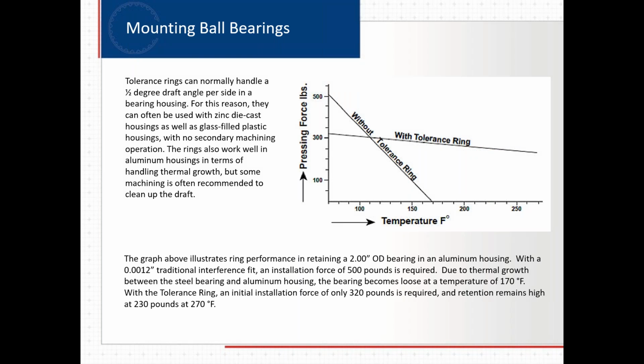Again, this graph really shows a significant way of how tolerance rings work with thermal growth. A typical pure press application of a 2-inch OD ball bearing would be a 10/10,000 traditional interference fit. But with the tolerance ring, you can relax those tolerances, going to say maybe plus or minus 1/1,000 of an inch on the ID, and it'll still hold the ball bearing throughout the thermal range, much greater than a pure press fit would.